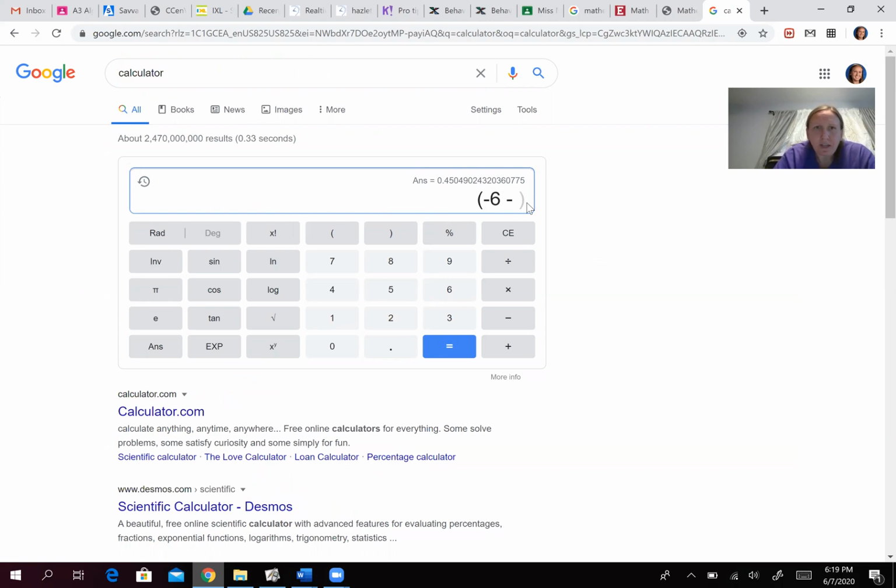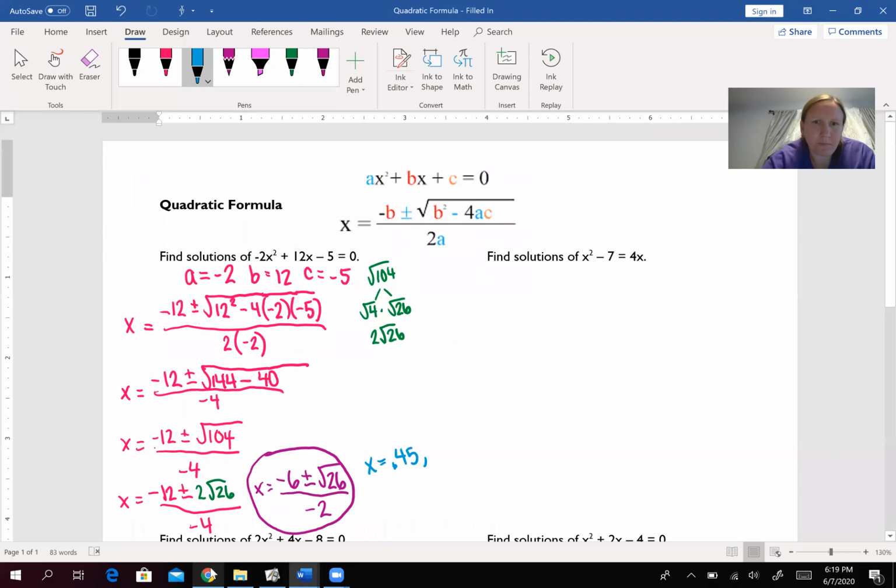So -6 minus root 26, close the square root, close the numerator, and then divide that by -2. So at the other end of things, we have 5.55 as our answer. So once again, we had our simplified version and we had our evaluated rounded version.